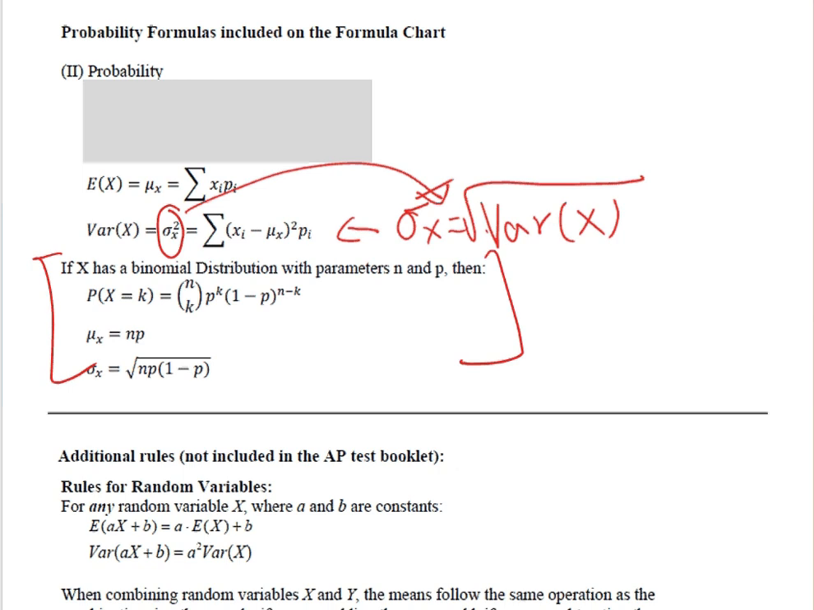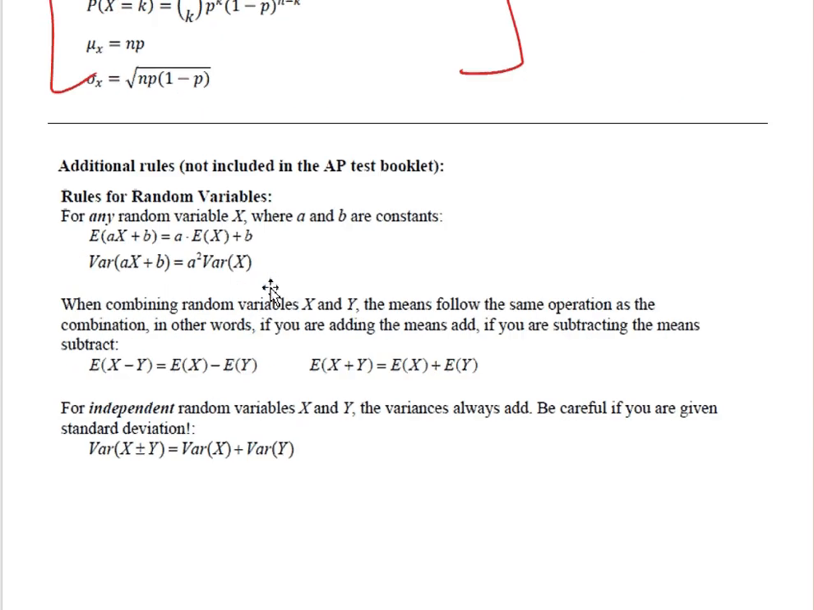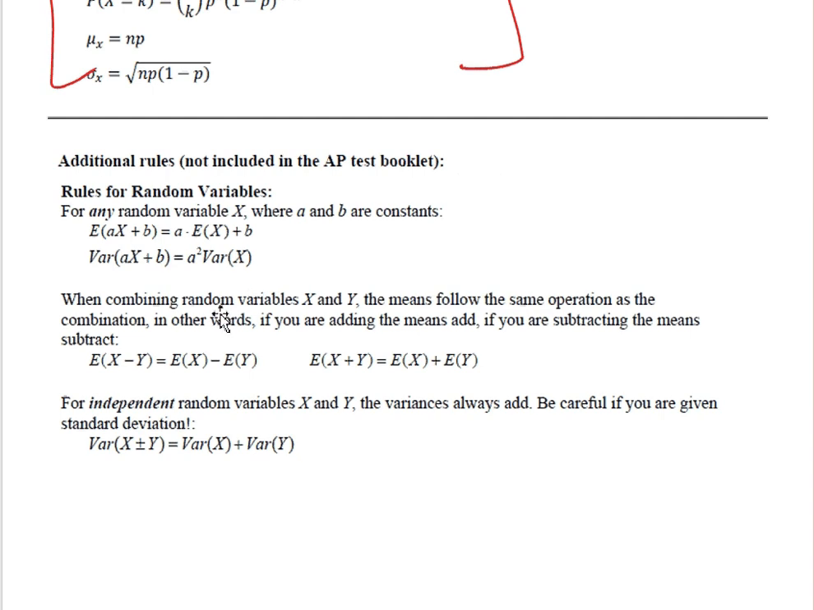Now, some additional rules that are really important that are not on the formula chart, which you just have to know. If you multiply a number times a distribution, like say you want to look at profit and you're charging $10 for every t-shirt, you would just multiply that number times the expected value. If you're going to add something, say in the situation of a curve, and I add 10 points to everyone's scores, I would just simply add the value of 10 to the expected value, and that would shift over my mean.